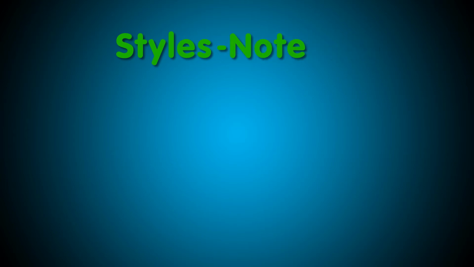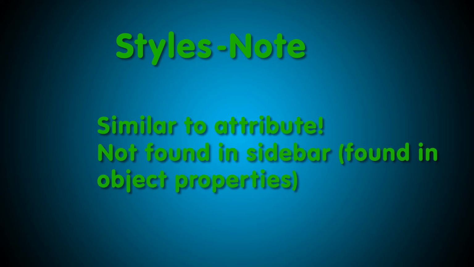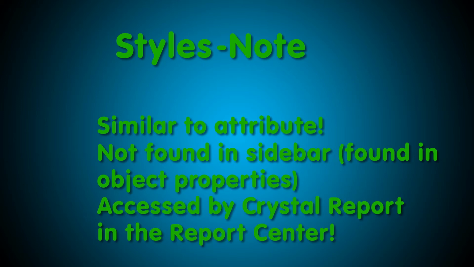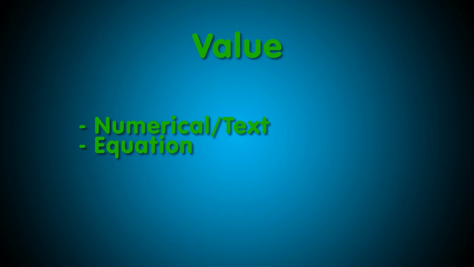Finally, we have the note style. This style is very similar to the attribute style, with the exception that instead of being on the sidebar, our notes are found in the object's properties. We just need to right-click on the object, select Properties, and go to the Notes tab. We will get the description property as well with this style, and setting it will give us the note's prompt value. On top of all that, a note can be accessed in the Report Center to add additional reporting on an object. Finally, we get to the value of the variable. For the value, we can either specify a numerical or text value, or we can specify an equation that Cabinet Vision will calculate for us.